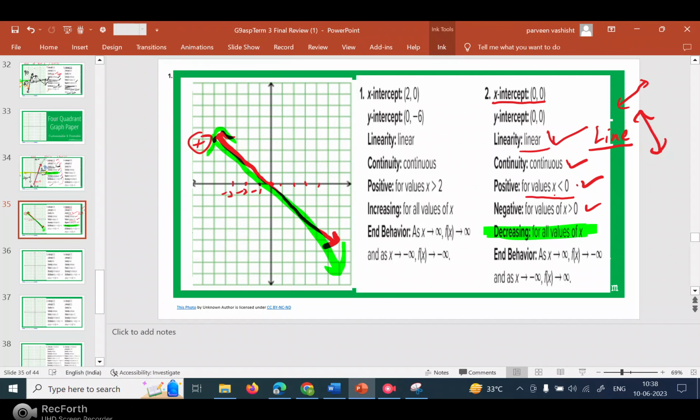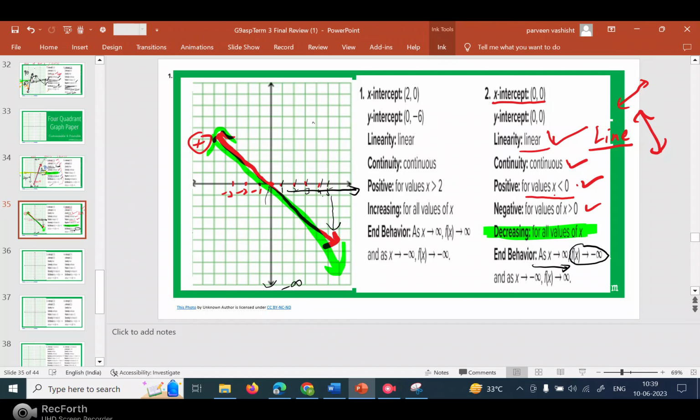Yes, now let us see the end behavior. End behavior when x is going to infinity. If x is going this side, like 1, 2, 3, 4, 5, what is happening to the values of y? Are they going up or down? They are going more down. So here y is going to negative infinity.